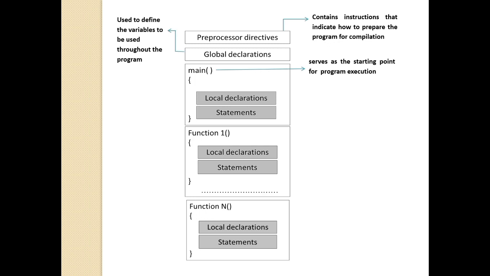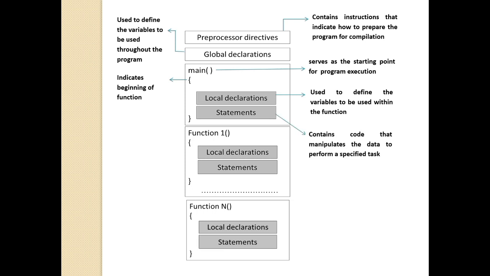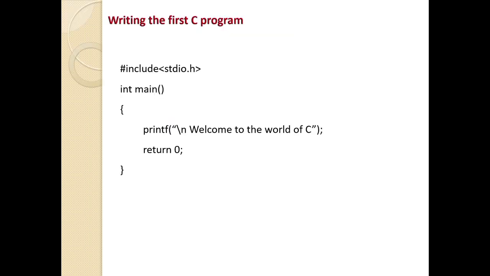As I have already told, the main function serves as the starting point for program execution, and it indicates the beginning of the function. Local declaration is used to define the variables to be used within the function. Statements contain the code that manipulates the data to perform a specified task. The opening curly brace indicates the beginning of the function, and the closing curly brace indicates the end of the function.